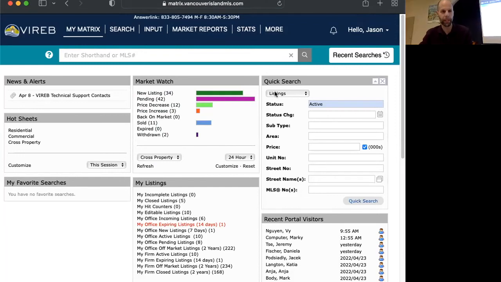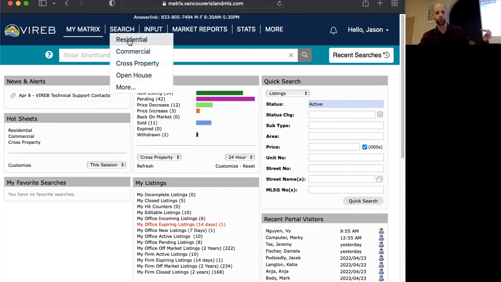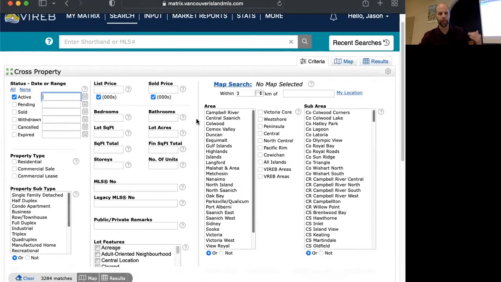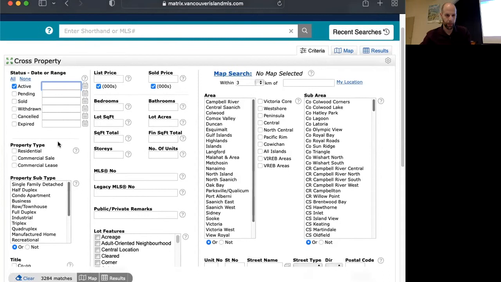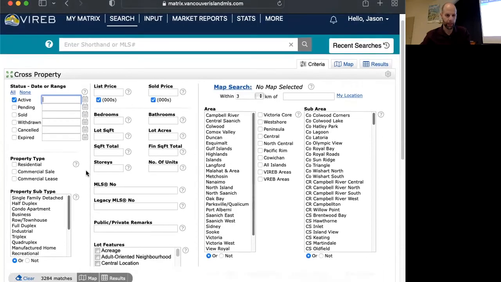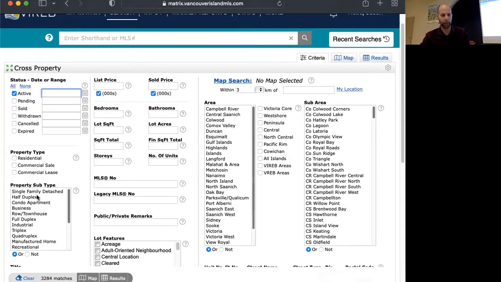So this is Matrix. This is the software that Vancouver Island Real Estate Board uses. This is kind of my home base. So I can search from residential property, commercial property, or both. So we'll go cross property. So that'll search for residential and commercial. So I can search obviously for your property type, like single family detached, half duplexes, condos, businesses, row houses, townhouses, industrial, full duplexes, threeplexes, fourplexes, things like that.